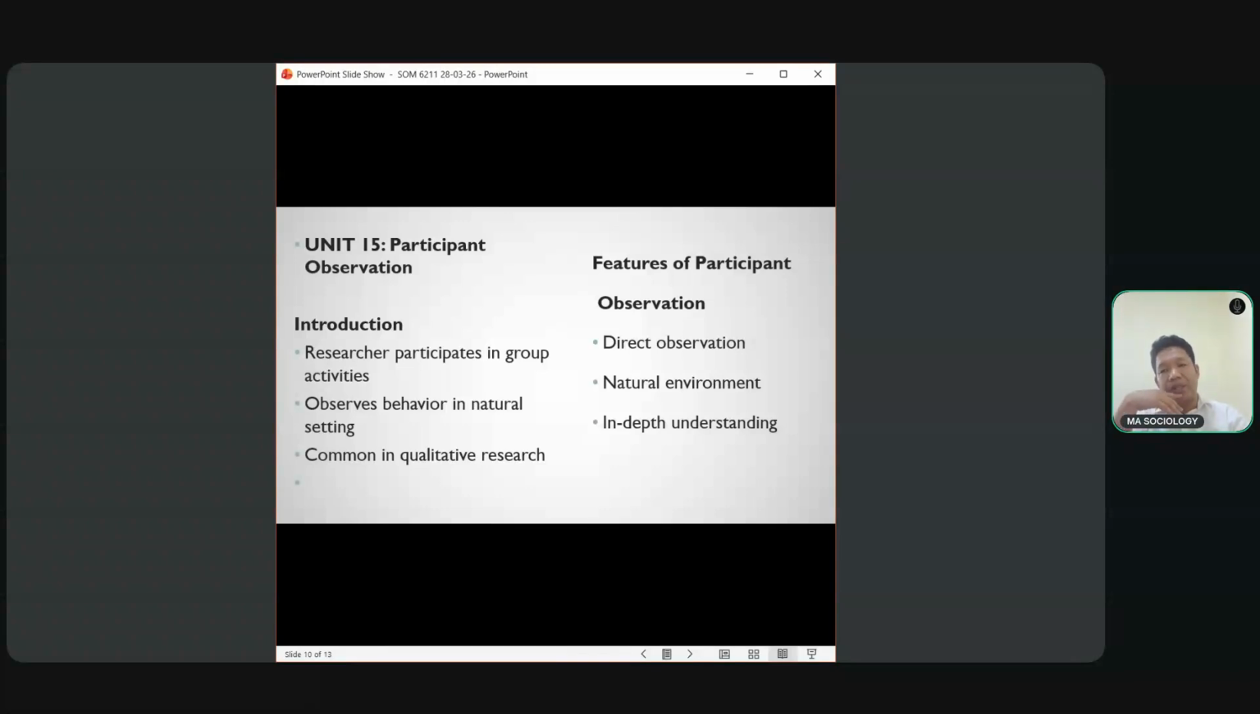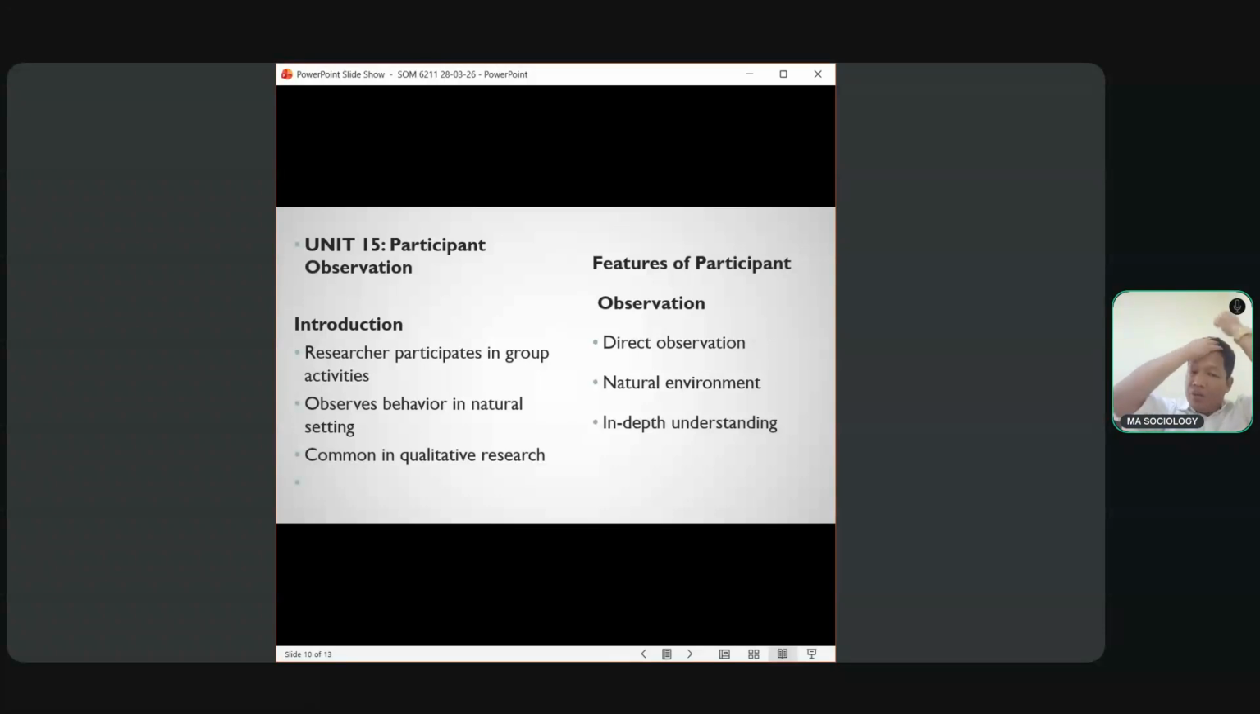For example, when you do a festival study or a political movement study, people sometimes use participant observation to understand each and every step of inquiry. So it is basically observation as well as participation, where one is himself involved there. It is direct observation, in a natural environment, with in-depth understanding. It is basically used in qualitative research, and it has a role in understanding through qualitative research.